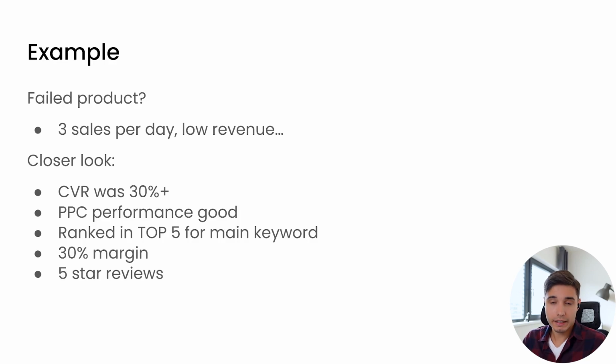So I will give you an example. And this is a real example based on one of our products. We launched a product and it was selling like 3-4 units per day, very low revenue, which is below our threshold. So we wanted to drop this product. But if we take a closer look at the metrics, the conversion rate was over 30%. That's pretty good. The PPC performance was great, the ACOS was low. It was ranked in the top 5 for the main keyword. Also pretty good. 30% margin. That's great. And 5-star reviews. So what's wrong, right? Everything looks well, but we are just not selling enough units.